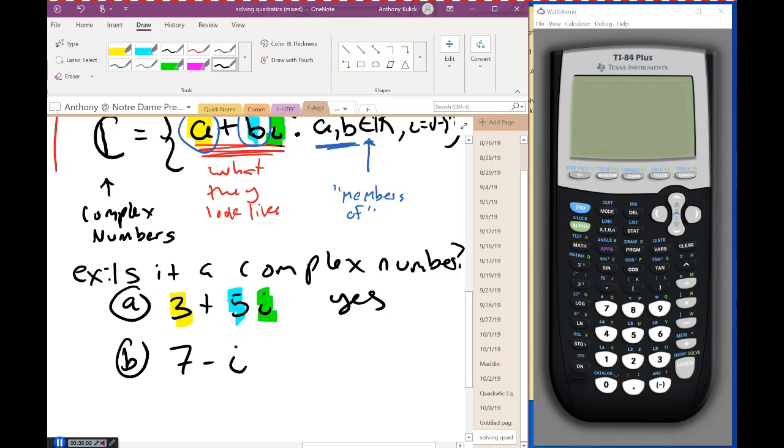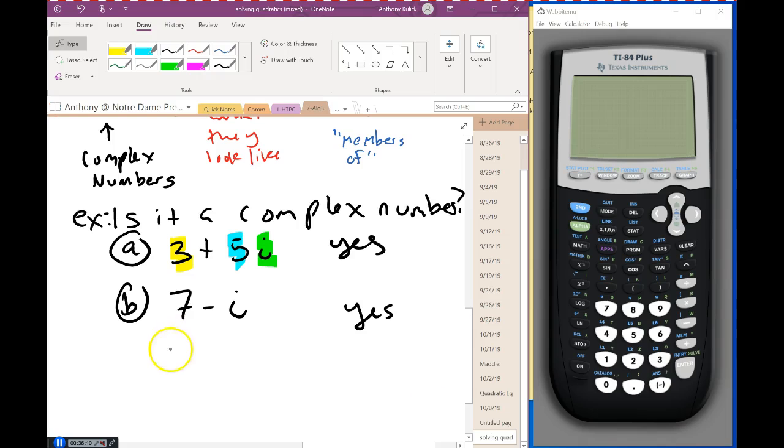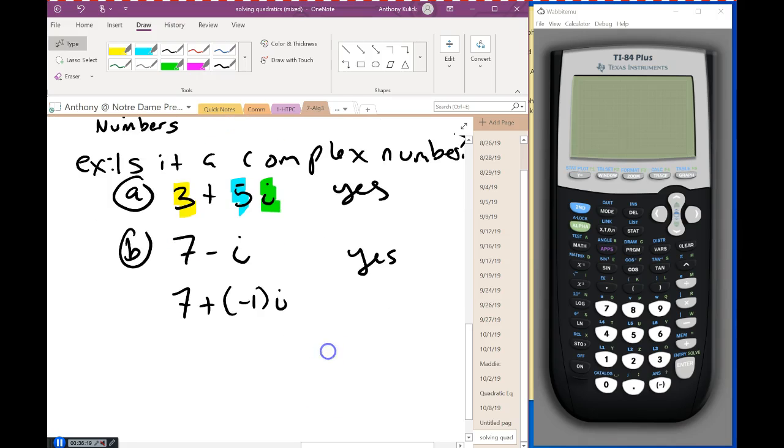Is this a complex number? Yes. I can think about this as 7 plus negative 1i, right? Now it's definitely in that form. What about 3i? Is that a complex number? Yep. Wait a minute, where's the a part? Oh, the a is just 0.